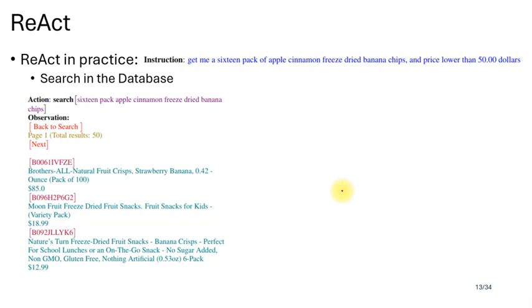And in practice, someone may ask you for this: get me a 16-pack of apple cinnamon freeze-dried banana chips, and the price lower than $50. So how can we do that? In this instruction, you can see that they say a 16-pack of apple cinnamon freeze-dried banana chips, and the price must be lower than $50. So they have two parts. First, let's search for the 16-pack apple cinnamon freeze-dried banana chips.